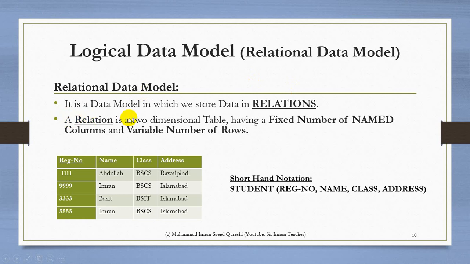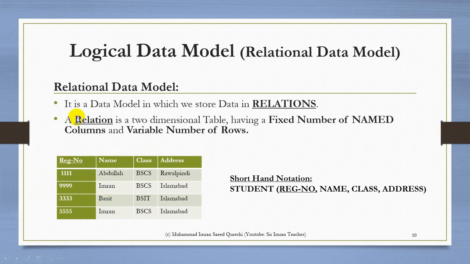A relation is a two-dimensional table having a fixed number of named columns. You can see that this is a table, two dimensions. On the x-axis we can see reg number, name, class, and address. So here we have a fixed number of columns, right? And then a variable number of rows. You can see this: 1 row, 2 row, 3 row. Each row represents a record, a tuple, or a row, right?